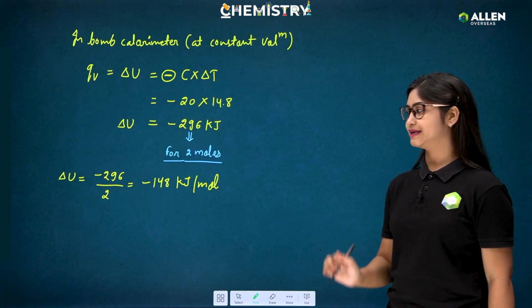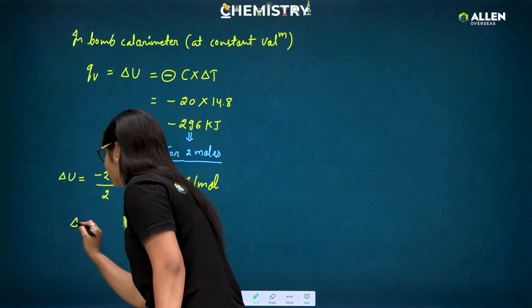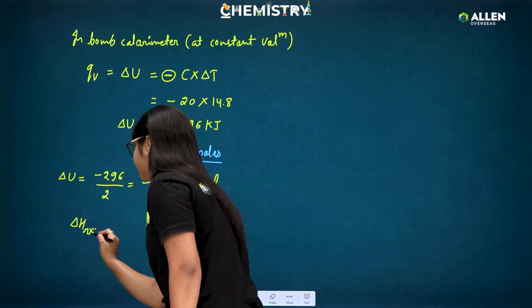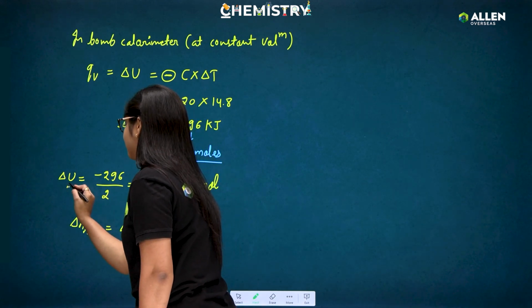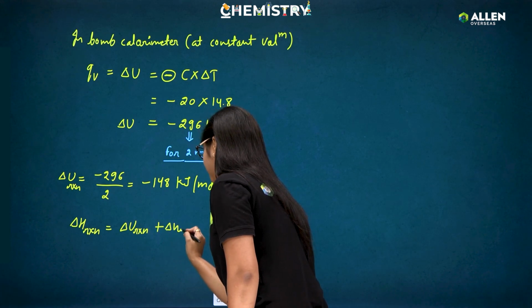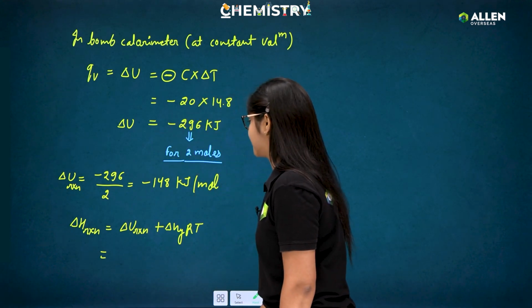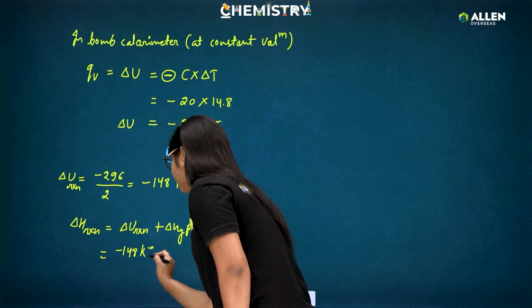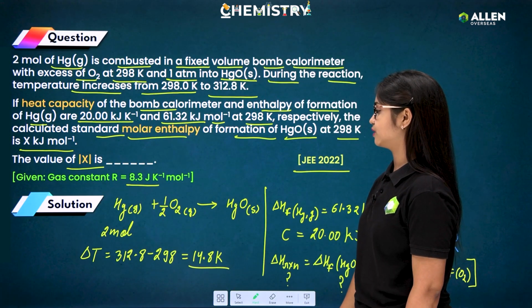Now we have to use the relation to find out the delta H, that is delta H reaction. This is delta U reaction. So delta H reaction equal to delta U reaction, this is delta U reaction for the combustion reaction, right? Plus delta ng RT. Plus delta ng RT. Okay. So delta U reaction is minus 148 kilojoule per mole, plus delta ng value, okay, let's go back to the equation.